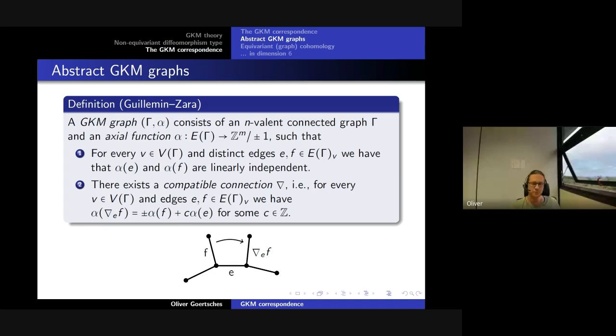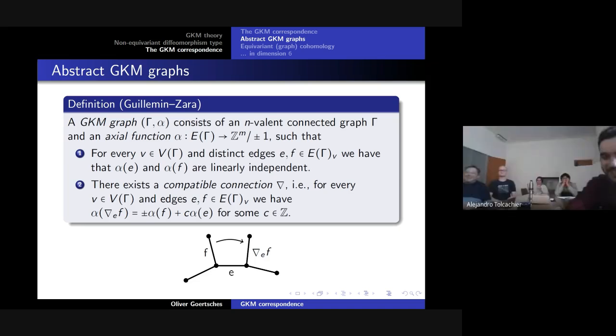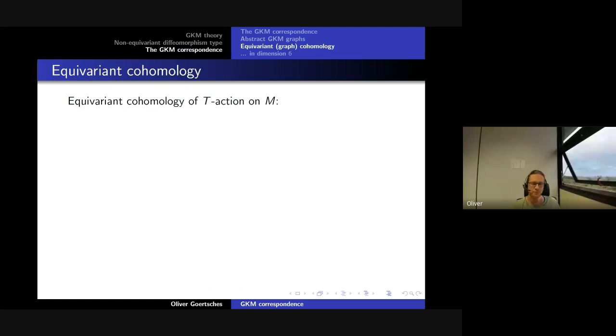Now I have my GKM correspondence. I can send my GKM manifold to this abstract GKM graph. Okay. I want to explain a little bit. I want to get to the necessary conditions. When is a GKM graph realizable? And for this, I need to speak a little bit about equivariant cohomology.